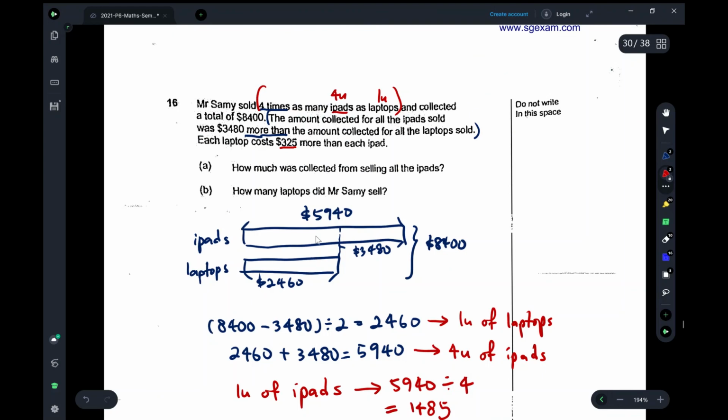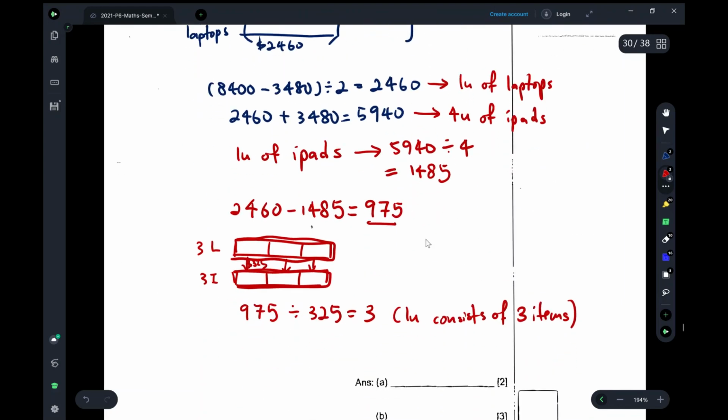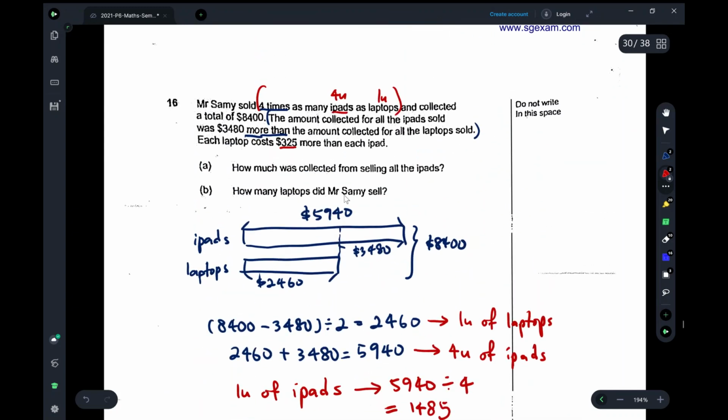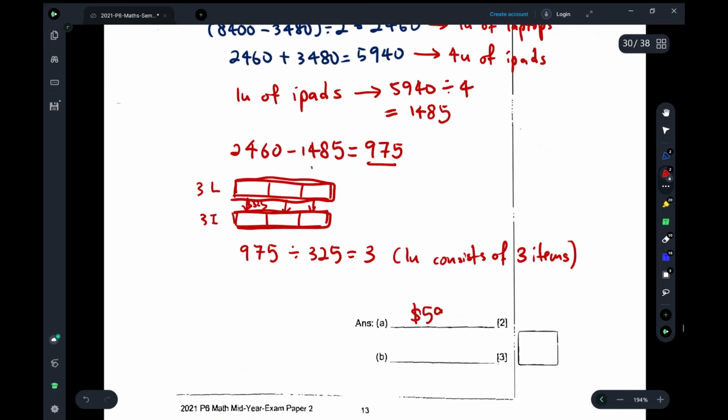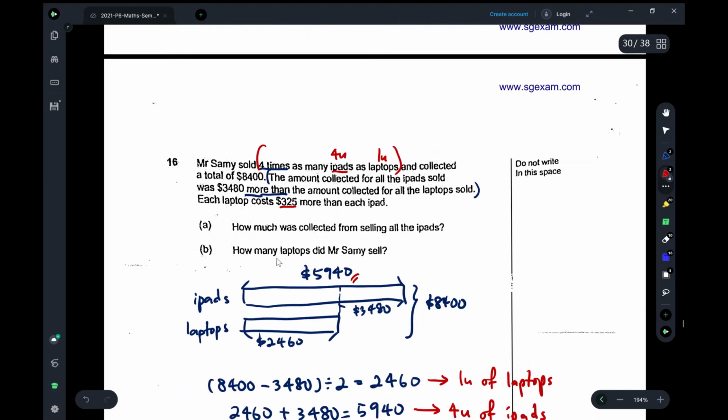Okay, how much was collected from selling all the iPads? This is the answer. How much was collected from selling all the iPads, which is this. Okay, so the first part is to guide you. We already got the answer, 5940.